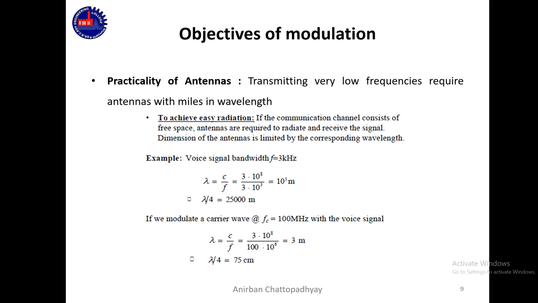Now always remember, the antenna height is equal to lambda by 4. That means it is one quarter of the signal wavelength. So the antenna height would be lambda by 4. That means 10 to the power 5 divided by 4 is equal to 25,000 meter, which is not practical. You can see here, if we transmit a raw message signal without modulation, then my antenna height would be very high, which is not practical.